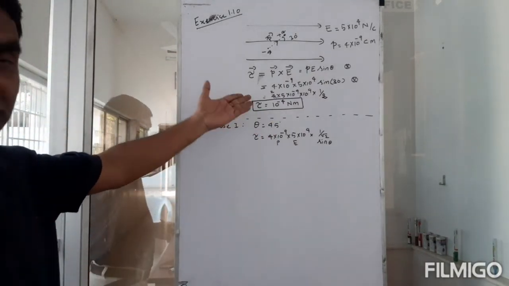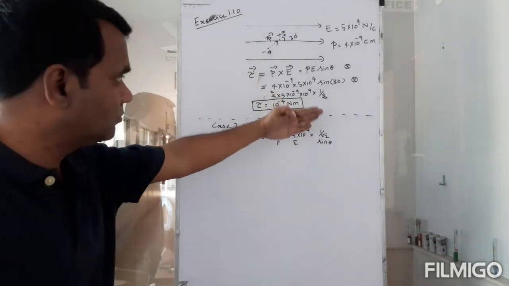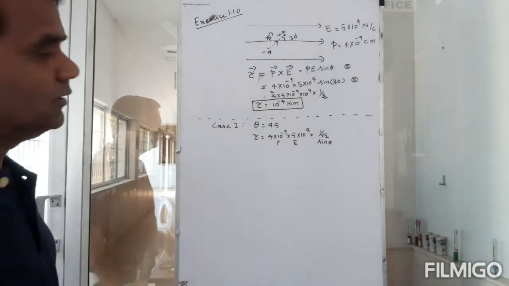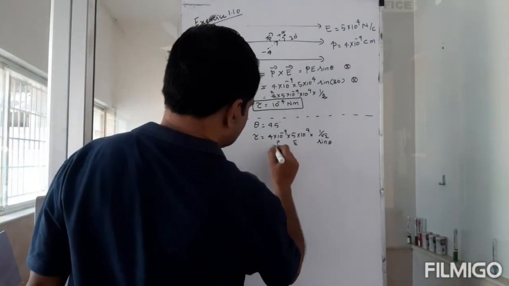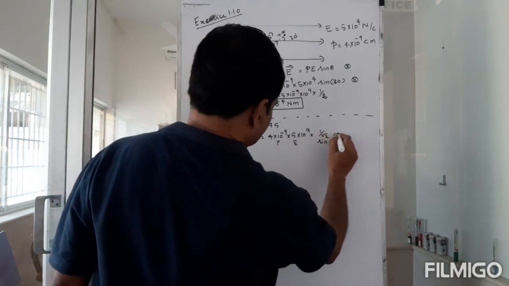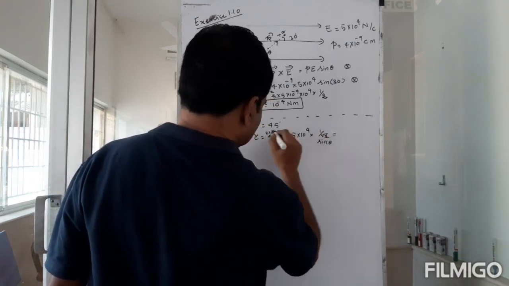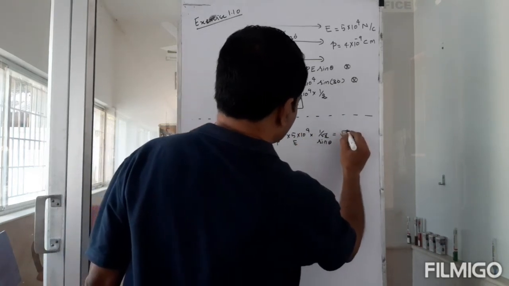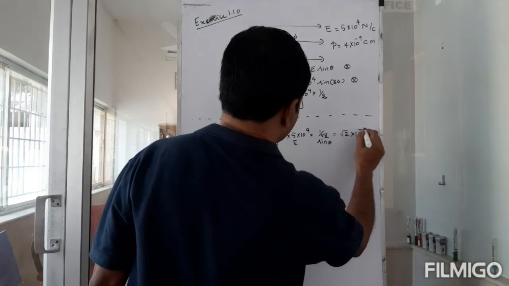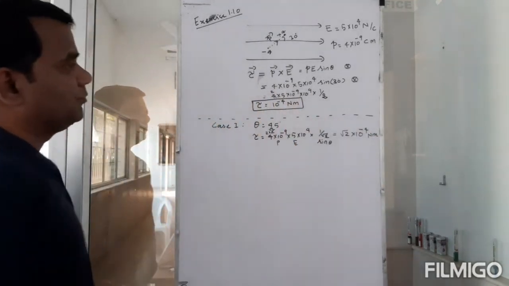If you do that properly, this is going to give you root 2. I can write this as 2 into 2, and this can be cancelled. I get root 2, and then the rest of the things will come. Then I'm going to have root 2 into 10 power minus 4 Newton meter. See, the torque is going to change.